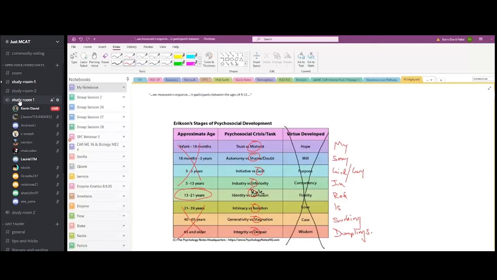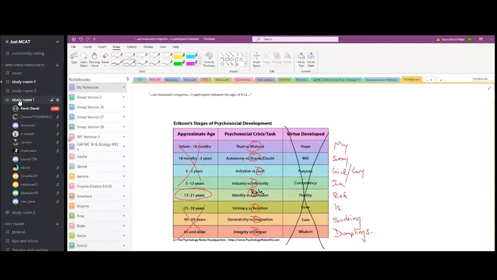Sorry, I have a question. Okay. So is this the correct age? Because on a diagram that I have, it says 12 to 18 for identity and role confusion, and then the next one is 18 to 40. But this one is no. Yeah. So okay, I see what you're saying. Oh, I see. Okay, yeah, it's fine.